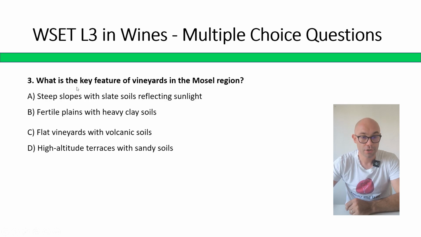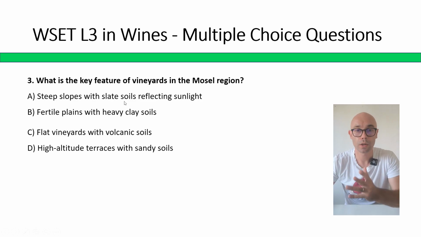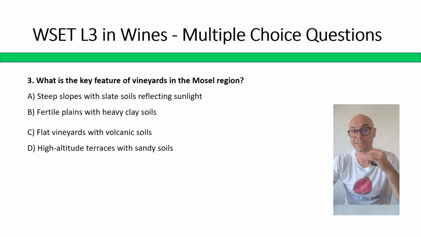What is the key feature of vineyards in Mosel region? Steep slopes with slate soils reflecting sunlight, fertile plains with heavy clay soils, flat vineyards with volcanic soils, high altitude terraces with sandy soils. The correct answer is A, steep slopes with slate soils reflecting sunlight. So you should be asking your question, well, why are steep slopes and slate soils important in Mosel?